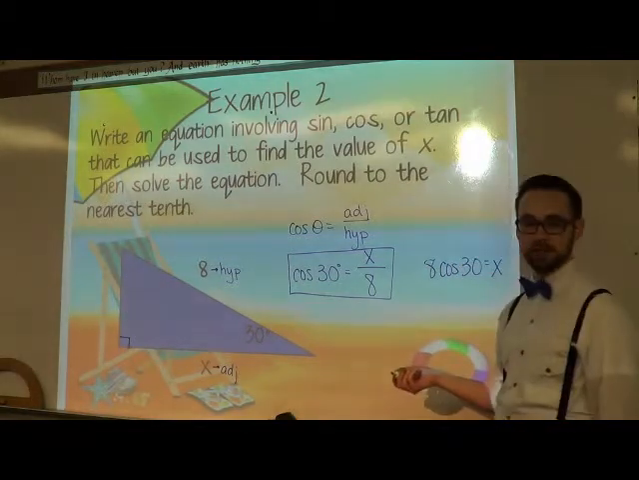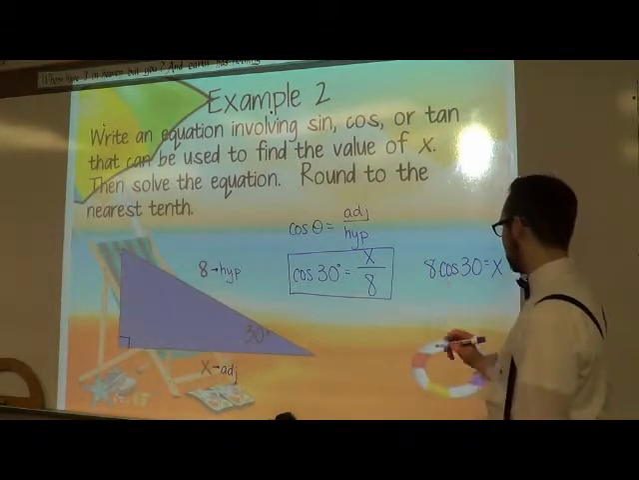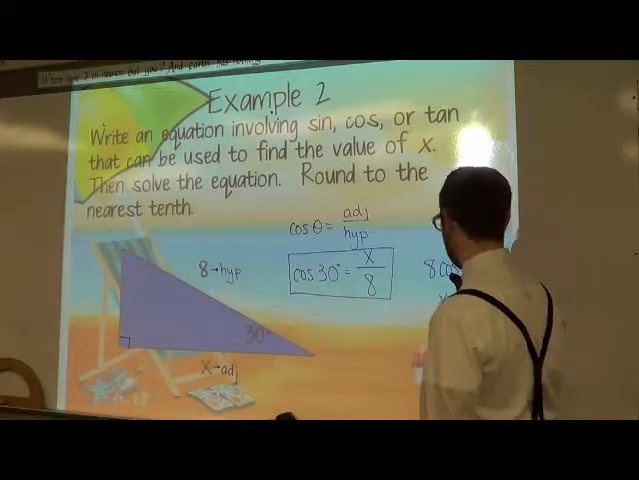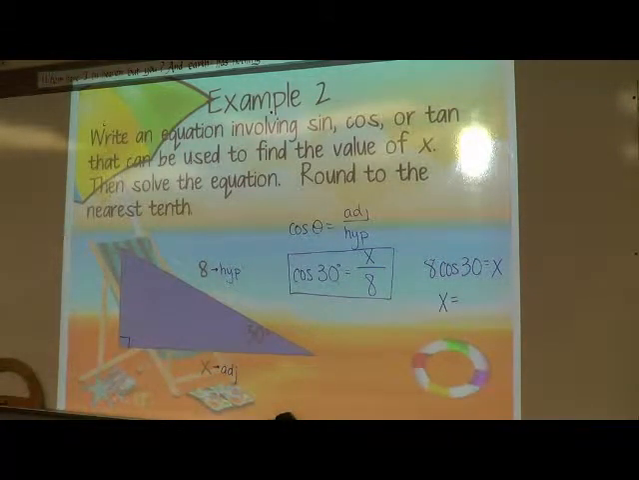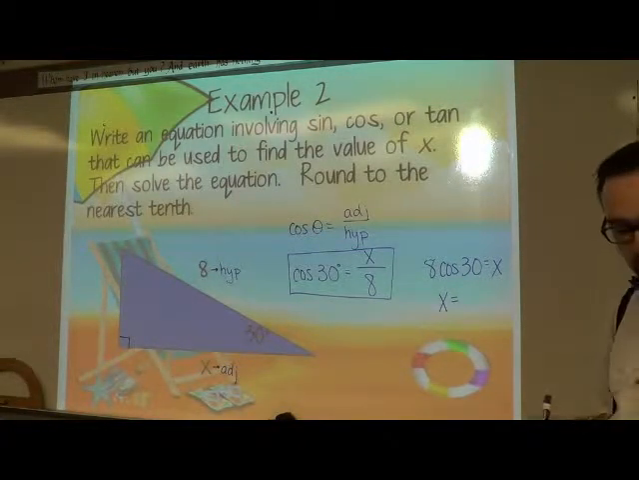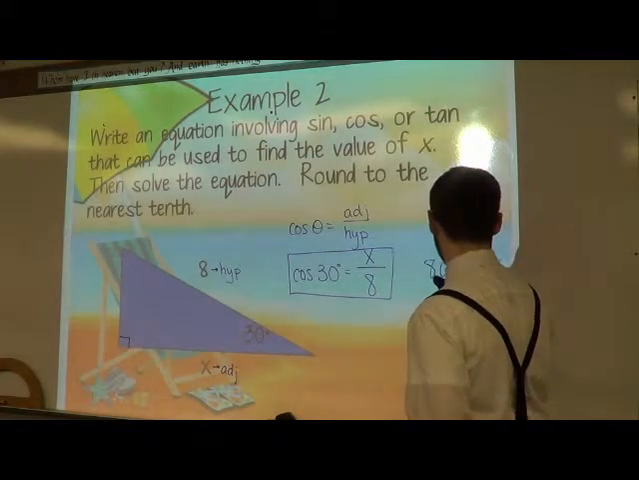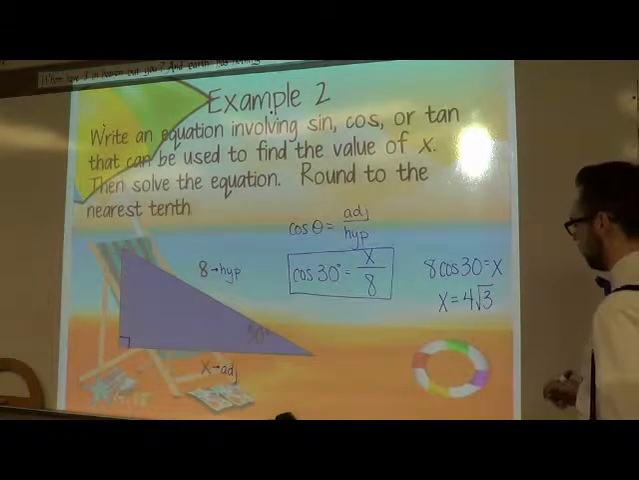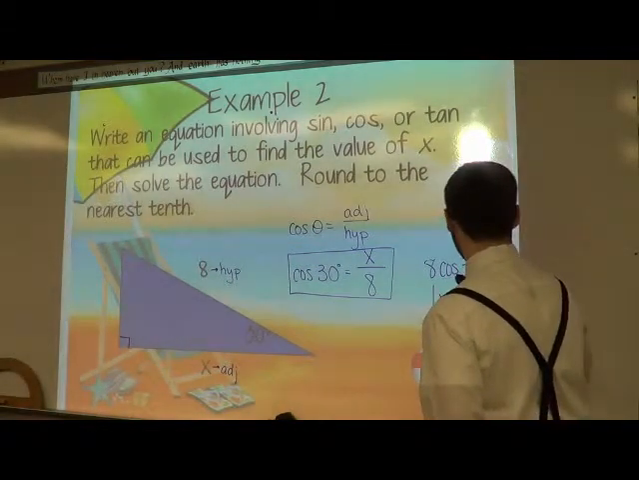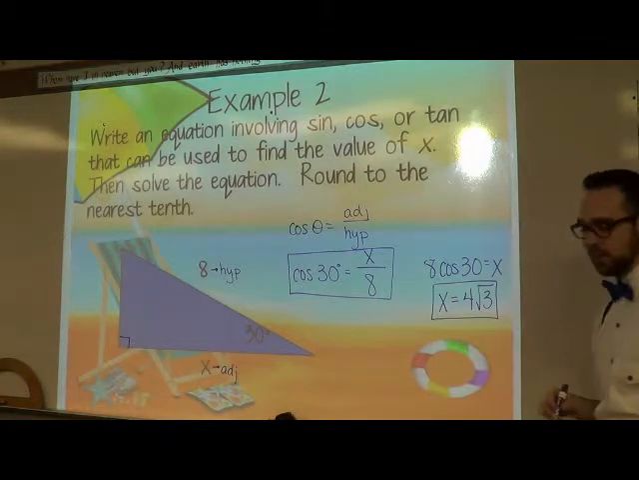And all we do is plug this into our calculators. You're going to plug in 8 times cosine of 30, and that's going to give you a value. So once we do that, we plug that in, we get a value for x, and that value for x ends up being 4 times the square root of 3. Now you could write it this way, or you could leave it as a decimal, or whichever way you prefer. The book will often give you the radical answer for that.